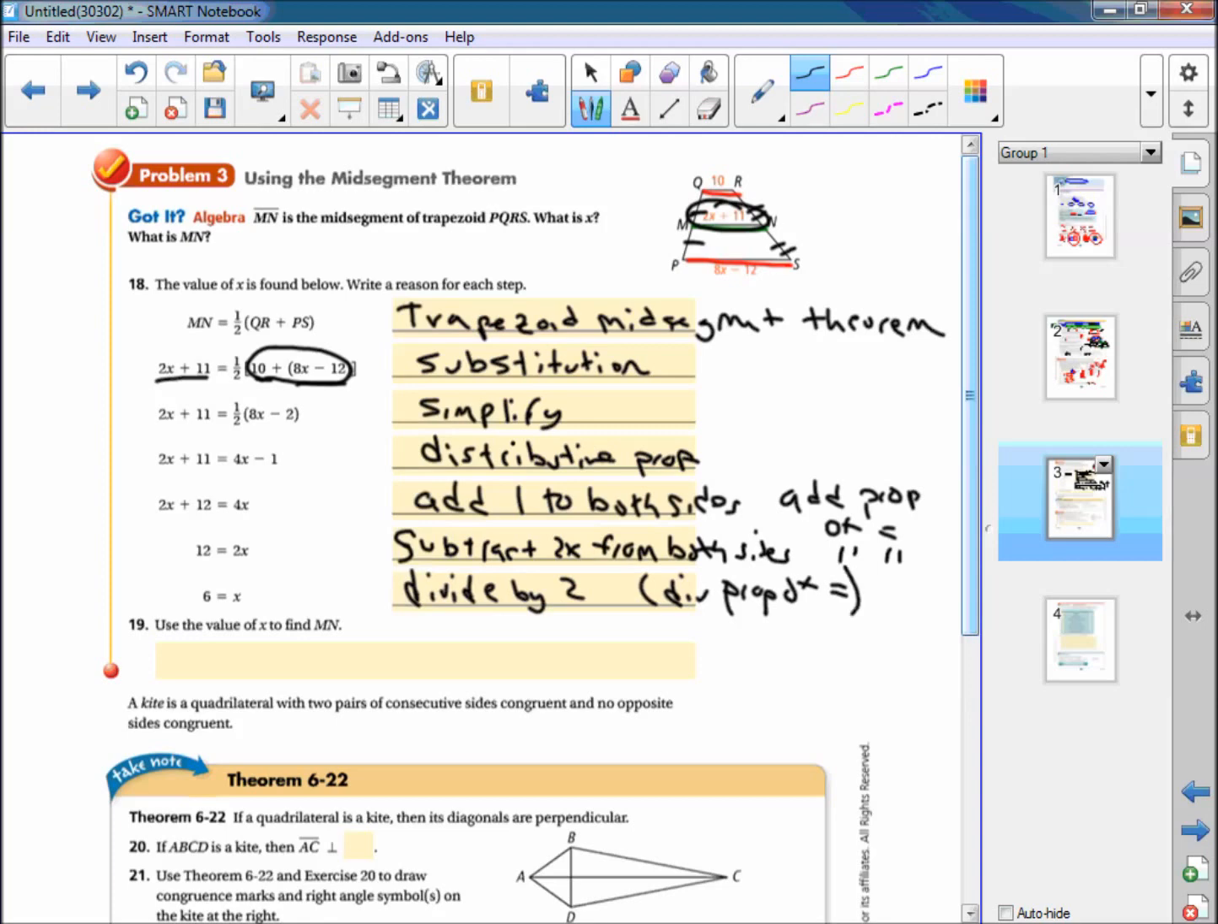All right, so use the value of x to get what MN is. So we're going to replace x in our formula. So this will become 2 times 6 plus 11, which is 12 plus 11 for 23.